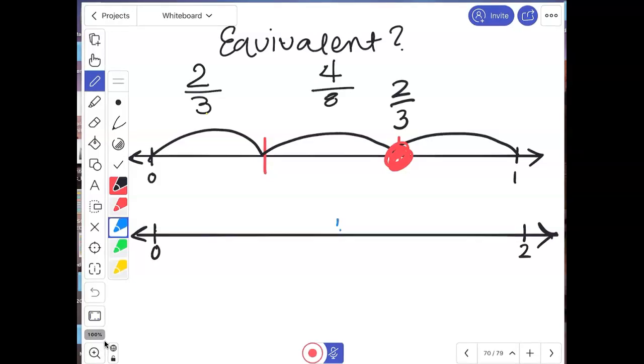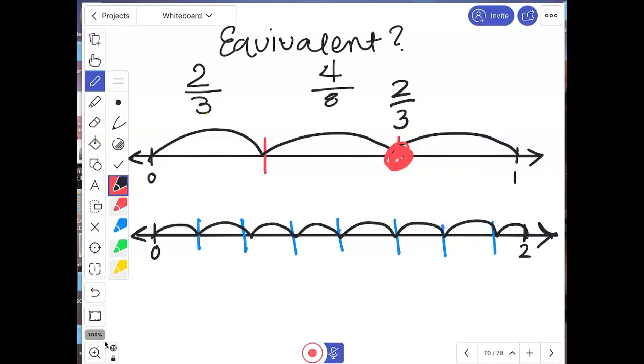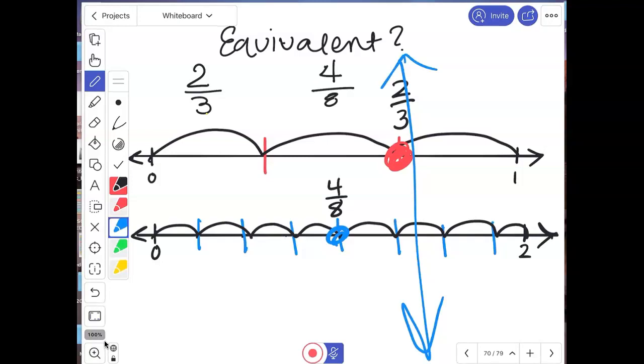I got to break this one into eighths. Okay. I'm going to test it. 1, 2, 3, 4, 5, 6, 7, 8. Yep, that's eighths. Okay, 4/8. 1, 2, 3, 4. So I can see these ones are not equivalent because they do not line up when I stack my number lines. So in this case, no. 2/3 is not equivalent to 4/8. And actually, in no case are they. They're never equivalent.